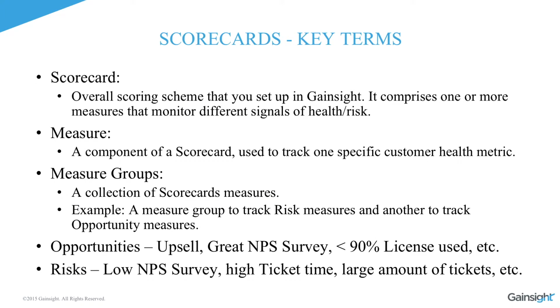A scorecard is a scoring scheme that comprises one or more measures that monitor different signals of health or risk. These measures each track one specific metric related to customer health and are grouped according to what they potentially indicate. For example, the opportunities measure group includes things like great NPS surveys, high usage percentages, and upsells. Things that indicate the relationship with that customer is healthy, and there might be an opportunity for an upsell or an expansion in service. The risk measure group, on the other hand, might measure low NPS surveys, large numbers of support tickets, things that indicate we might be in danger of losing that customer.